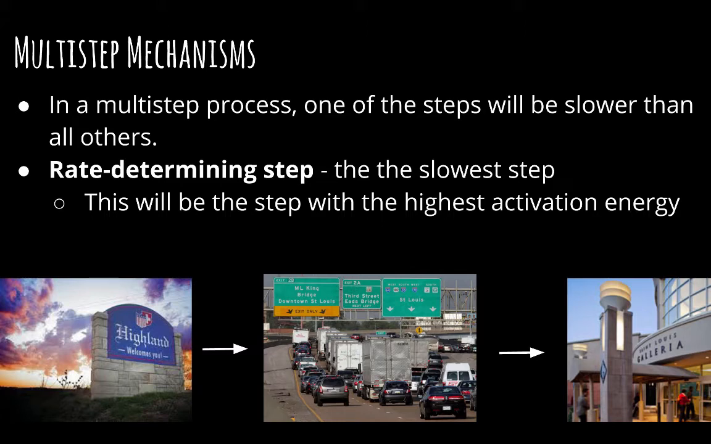Usually the rate limiting step in this scenario here is going to be the bridge. So it doesn't matter how fast you can get to the bridge. If there's a traffic jam on the bridge, that's going to slow down your overall time. Same deal if you get across the bridge and you can get from the bridge to the Galleria quickly. If there was a traffic jam and you sat on the bridge for a long time, that slows down the overall process. So that's called our rate determining step.